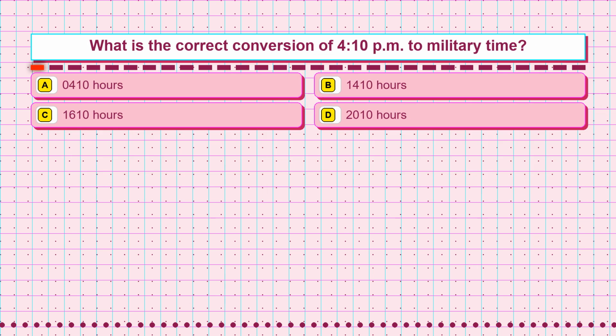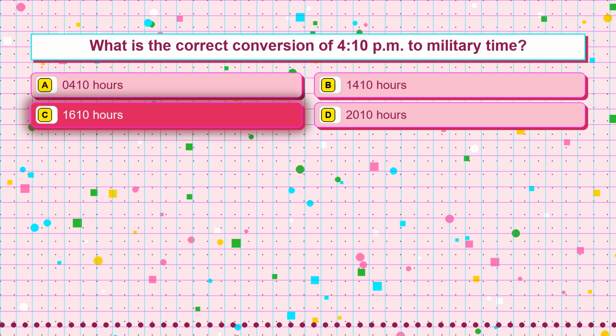Question 50. What is the correct conversion of 4:10 p.m. to military time? Option A is 0410 hours. Option B, 1410 hours. Option C, 1610 hours. Option D, 2010 hours.